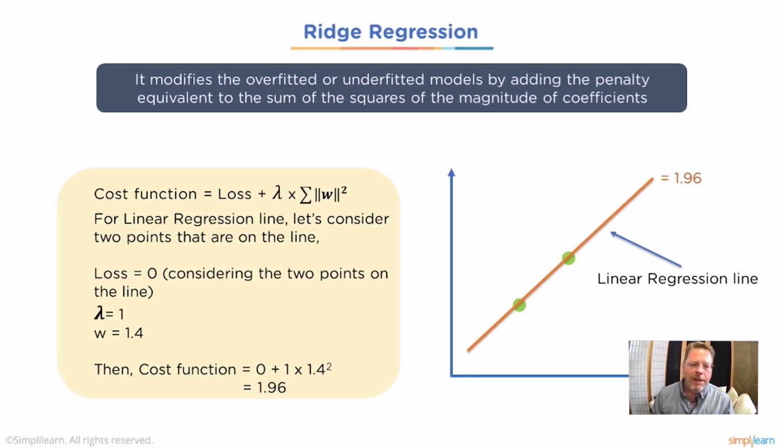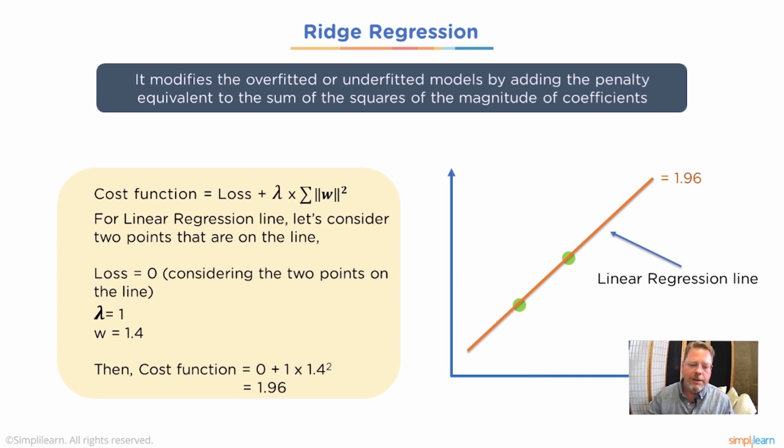And so for a linear regression line, let's consider 2 points that are on the line. And we'll go ahead and have a loss equals 0. Considering the 2 points on the line, we'll go ahead and do lambda equals 1. We'll set our W to be 1.4. Then the cost function equals 0 plus 1 times 1.4 squared, which equals 1.96.